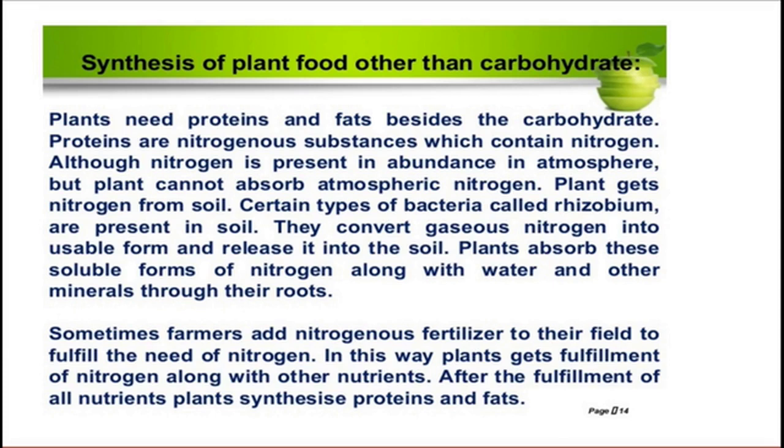Now let's see one more important topic of this chapter, that is synthesis of plant food other than carbohydrates. Now we know that carbohydrates are produced during photosynthesis. What about other nutrients? From where do plants get proteins? Proteins are actually nitrogenous substances, which means proteins contain nitrogen. Nitrogen is a gas. So how do plants obtain nitrogen which is in the air?